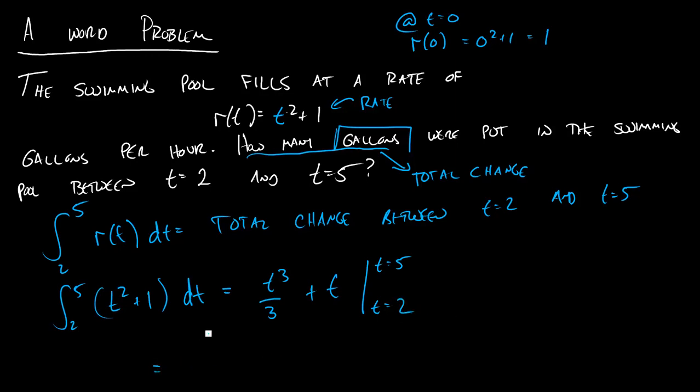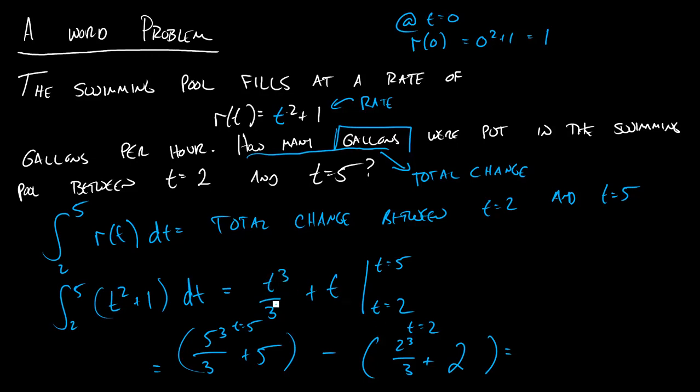Now, if I actually work this out, I'll have 5 cubed over 3 plus 5. That's for t equals 5, and I subtract that from t equals 2. So 2 cubed over 3 plus 2, since it's t cubed over 3 plus t. So now what I actually have is correct. You would get 46.66 minus 4.66, which if you work that out, is just 40 gallons. Okay, so integrate a rate of change, and you will get the total change if you put those bounds on your integral.